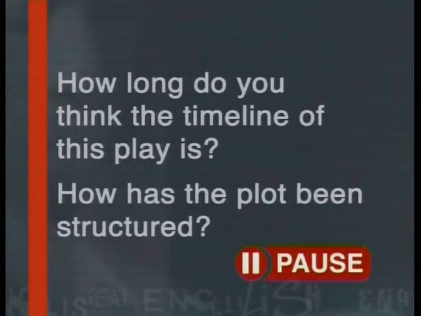So, now that you've seen the synopsis, let's see if you can answer these questions. How long do you think the timeline of this play is? How has the plot been structured?